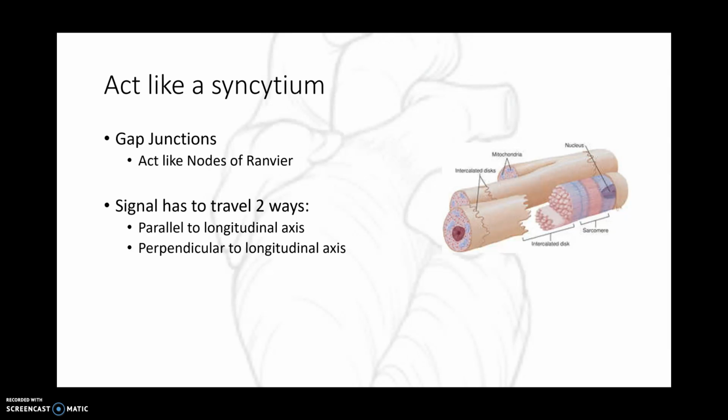So since this signal goes so rapidly and simultaneously, we can say that they act like a syncytium. Right? So our signal has to travel in two directions. One, parallel to the longitudinal axis, which is our long axis, and two, perpendicular to that longitudinal axis.